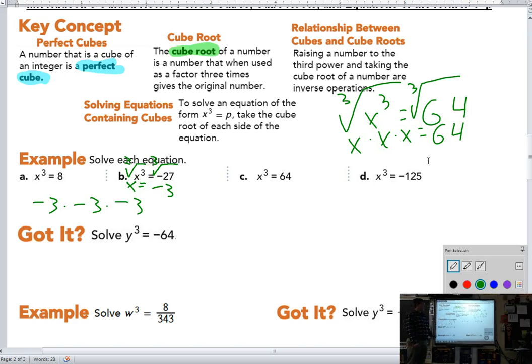So, for x, for this one, you do the same thing as the last one, and you get x equals 4.